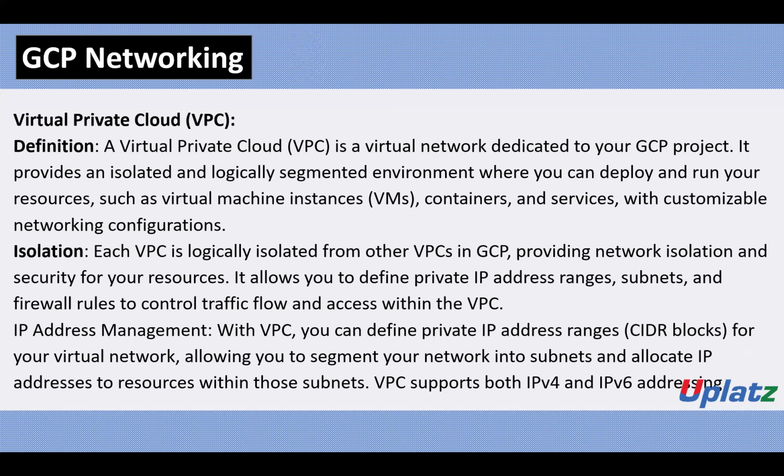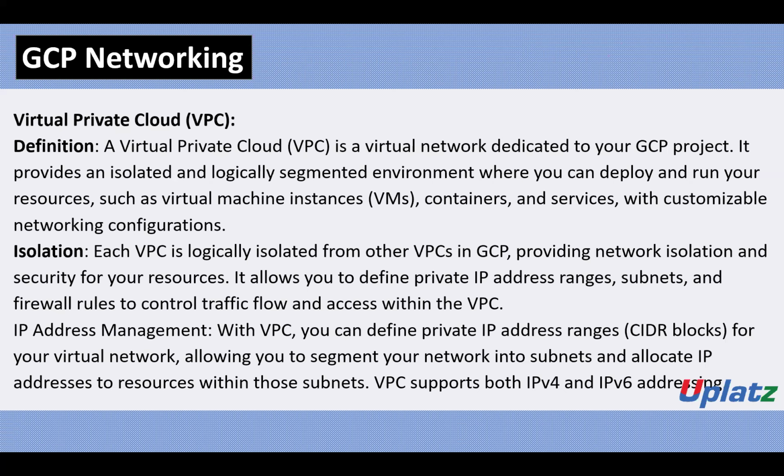Next point, isolation. Each virtual private cloud is logically isolated from other virtual private clouds in GCP, providing network isolation and security for your resources. It allows you to define private IP address ranges, subnets, and firewall rules to control traffic flow and access within the virtual private cloud.